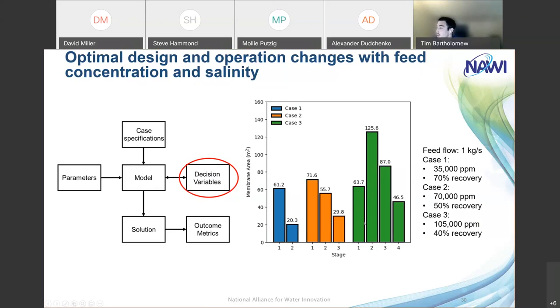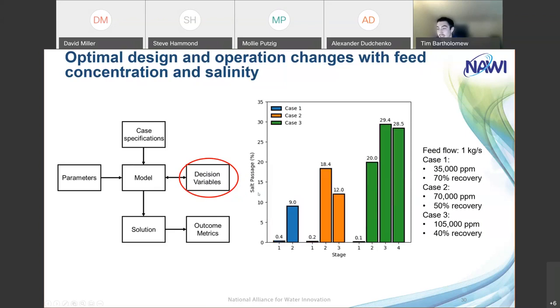For these 3 different cases, we have different optimal numbers of stages, but these are some sample results. We also can show the salt passage, and we see that the RO stage has very low salt passage, which is what we expect, but then the LSRO stages have significant passage, and we see that this is much higher for the higher salinity cases.